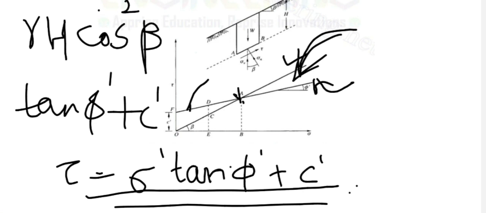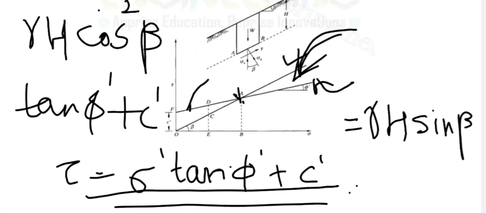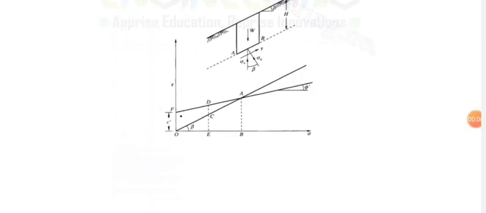So this is to be equated to the shear stress acting on the soil. What is the shear stress due to weight? Gamma h sine beta cos beta. So we have discussed the ultimate condition of infinite slope in case it is made of clay. Okay, now we need to get the factor of safety with respect to that.